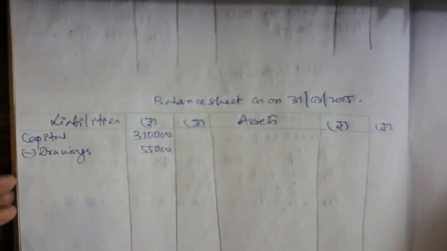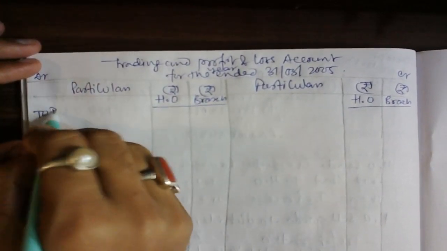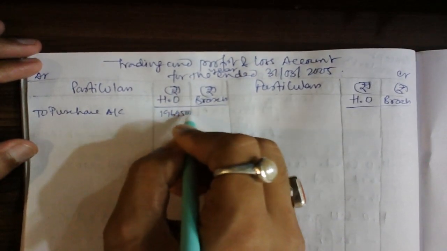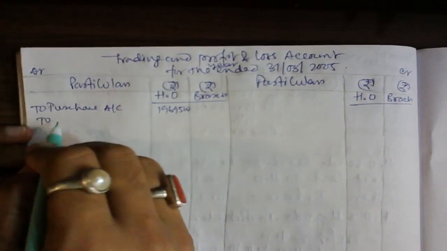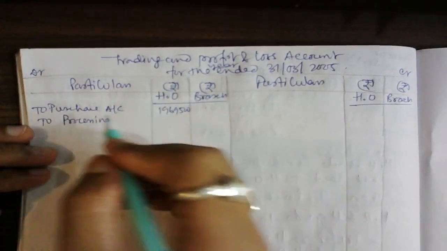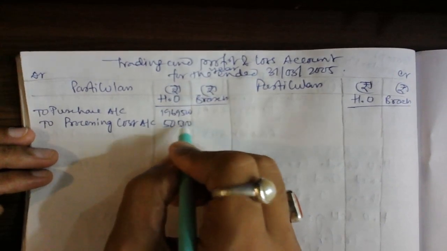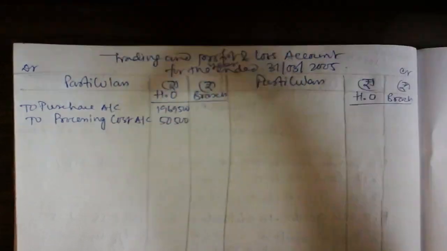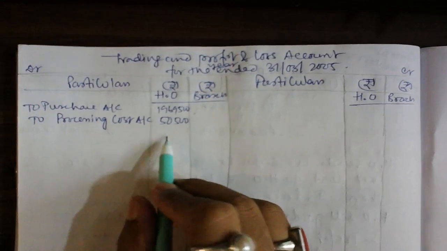So can I write here, to no opening stock is there, okay, to purchases account 19,69,500? So can I write here to processing cost account, how much is it? 5,500, ठीक है, 5,500. अच्छा आफ्टर दिस क्या है देखिए, ये 19,69,500 है, एंड ये है 5,500, ठीक है.